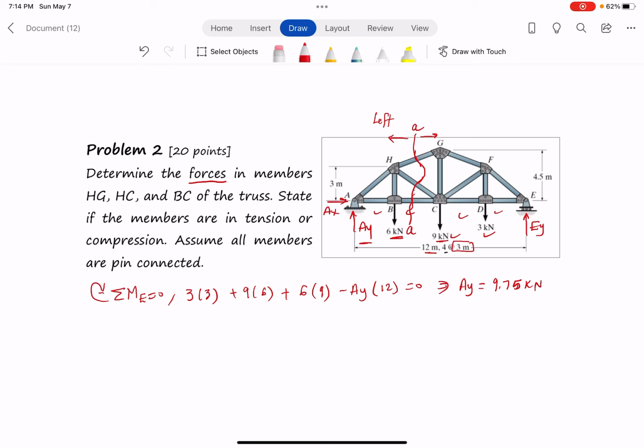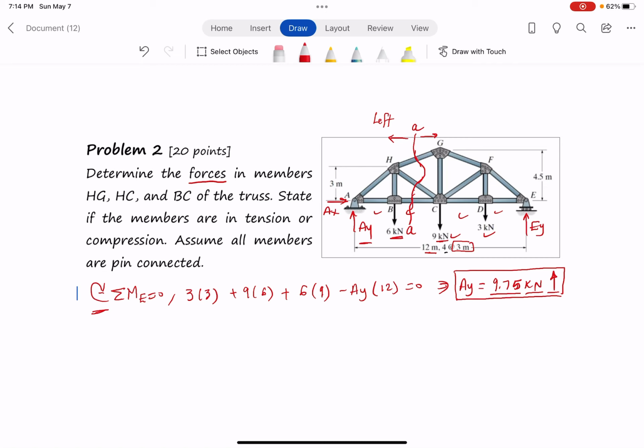Since it's positive, the direction that I assumed is correct. In the exam, you have to put the magnitude, you have to put the unit, and you have to put the direction, even if you assume the direction of the negative or the positive moment.